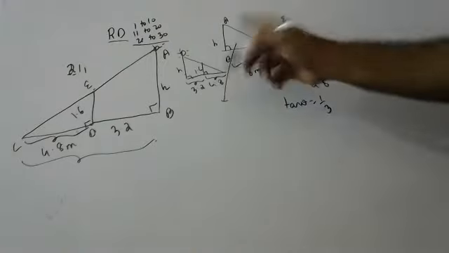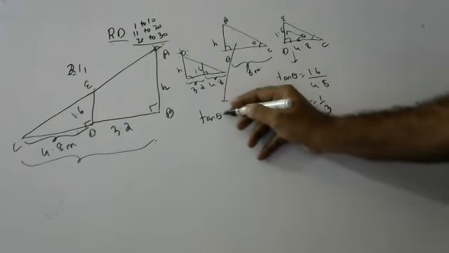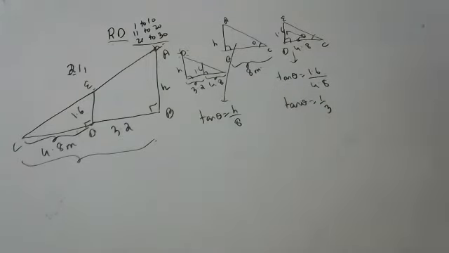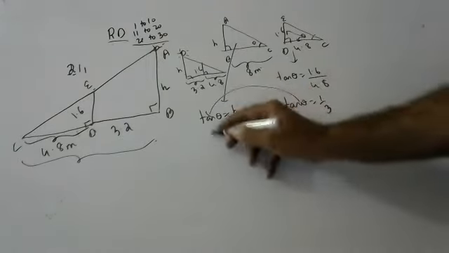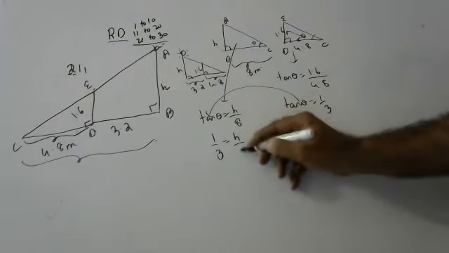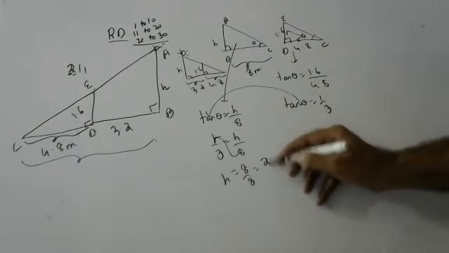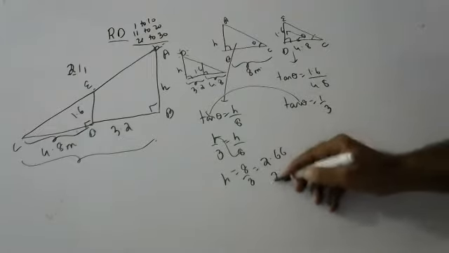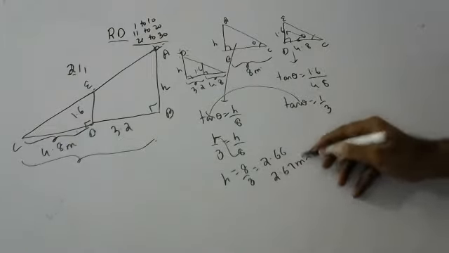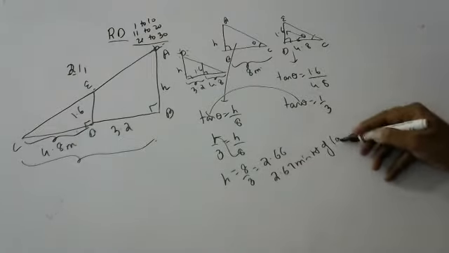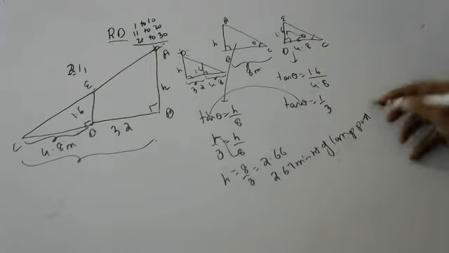What is tan theta here? Tan theta is H by 8. We got tan theta as 1 by 3, so H by 8 is 1 by 3. H is equal to 8 by 3, that is 2.66, meaning 2.67 meters is the height of the lamp post. This is by trigonometry.